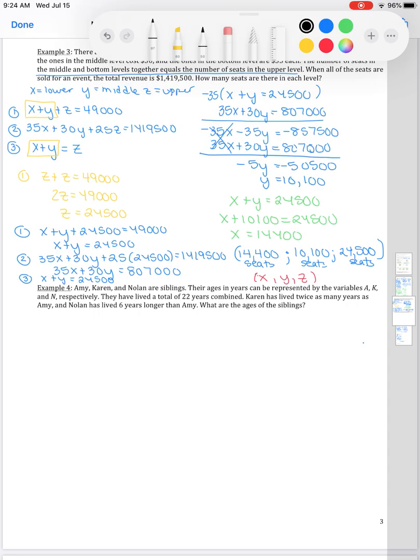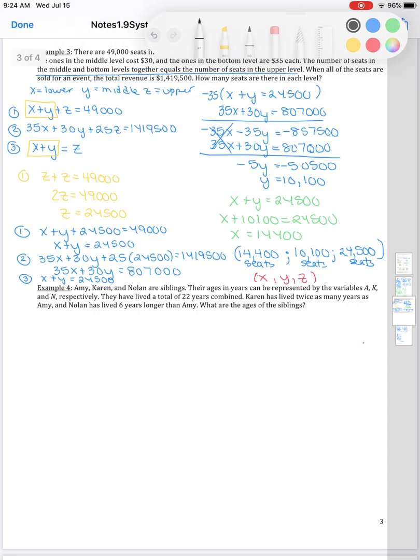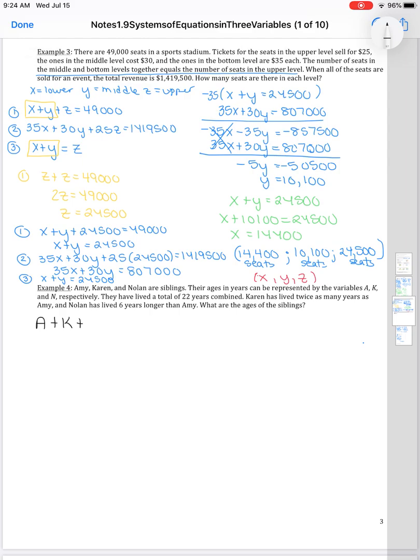All right, we got one more example here. This one's a little bit different, not so many numbers working with. It says Amy, Karen, and Nolan are siblings. Their ages in years can be represented by the variables A, K, and N. So they're already giving us the variables. They've lived a total of 22 years combined. So Amy plus Karen plus Nolan equals 22 years. Karen has lived twice as many years as Amy, and Nolan has lived 6 years longer than Amy.